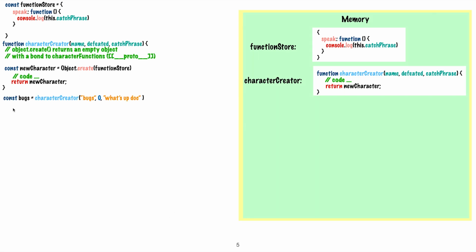Okay, so the next thing to do would be to create a bugs object, and two things are happening here. We have the left hand side of the assignment and we have the right hand side of the assignment. So let's focus on the right hand side of the assignment. So here we're invoking the character creator function and we're passing in three arguments: bugs, 0, and what's up doc. And in JavaScript, anytime that we execute a function, we create a new execution context.